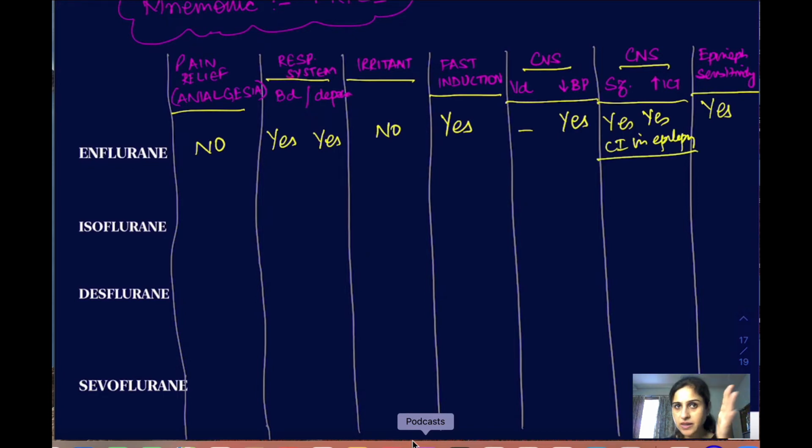In the central nervous system, they are not very effective, not good. Coming to the next, which is isoflurane. Some people also call it a near ideal anesthetic. Let's see why they call it a near ideal anesthetic.